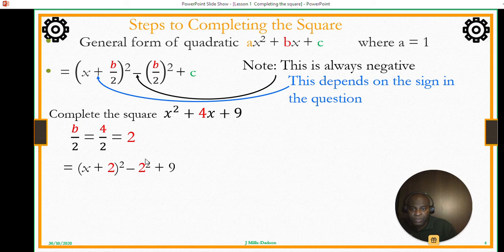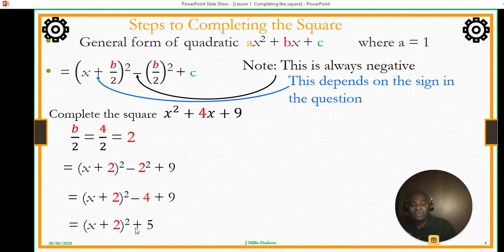You need to evaluate what 2 squared will be, which is 4. So next step, we have minus 4 plus 9. The only thing we need to do is to work out negative 4 plus 9. We now have our completing the square as x plus 2 all squared plus 5. So that means the dimension of the square will be x plus 2 on one side and x plus 2 on the other side. And we'll fill in with 5 smaller units.